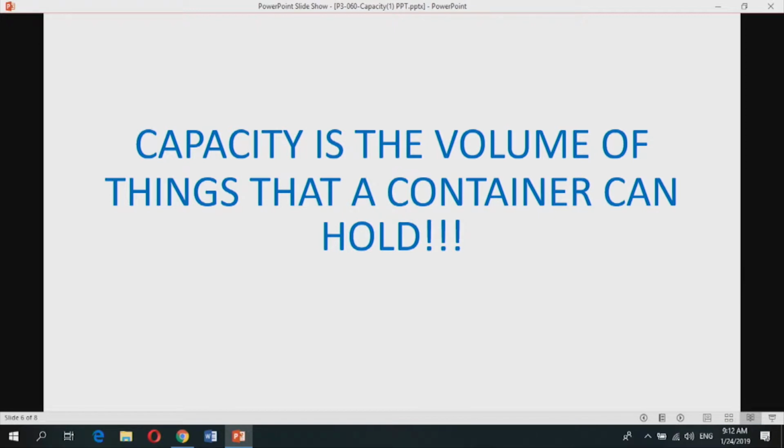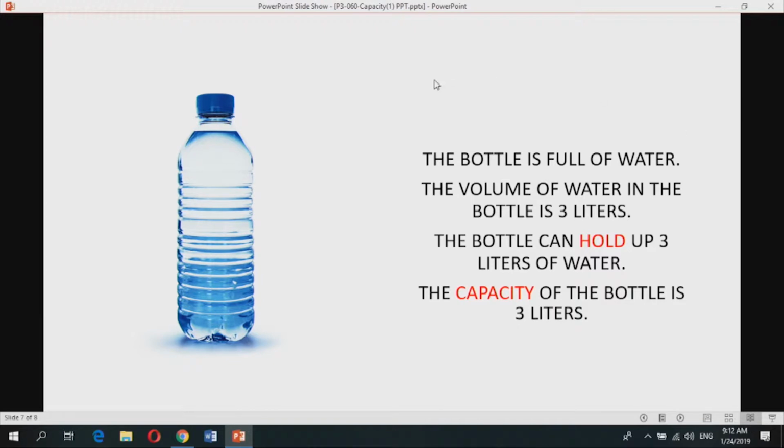Capacity is the volume of things that a container can hold. Yes. The bottle is full of water. The volume of water in the bottle is 3 litres. And you can see the water is up to the top. So what does that mean? The capacity of the bottle is 3 litres. Because we can see the water is up to the top. So we know if the volume is 3 litres, the capacity must be 3 litres because the bottle is full.